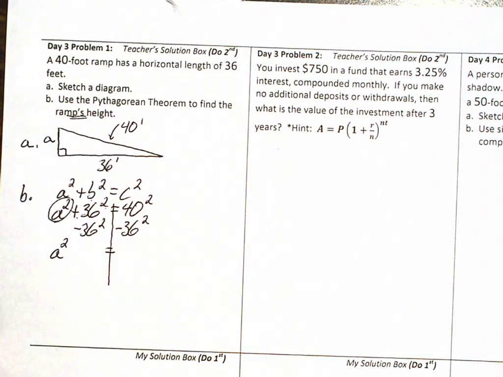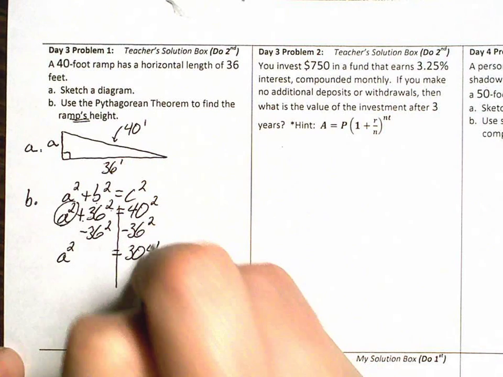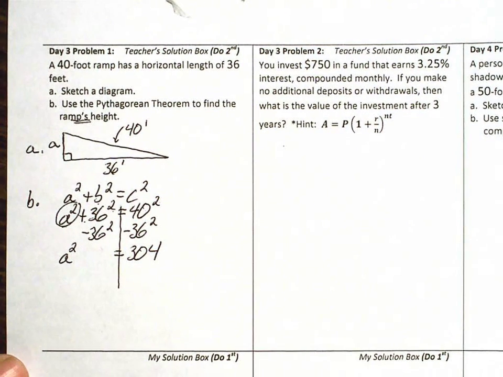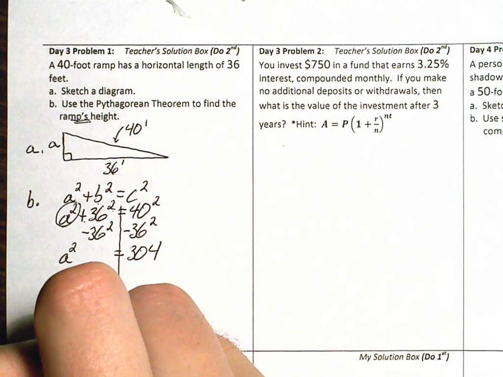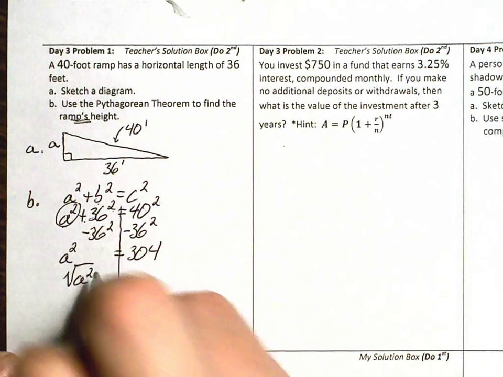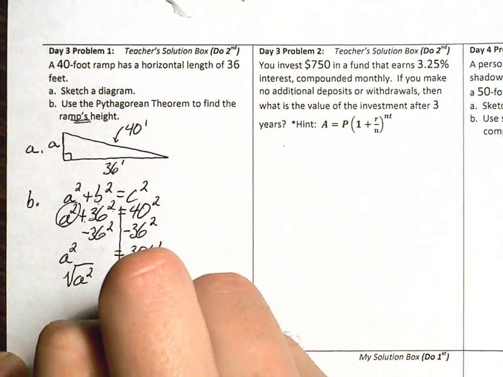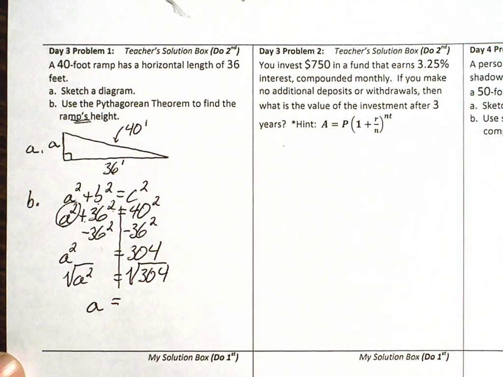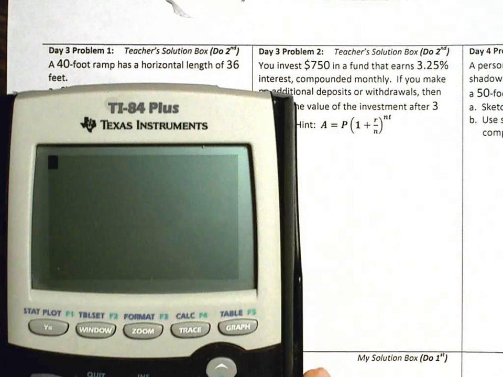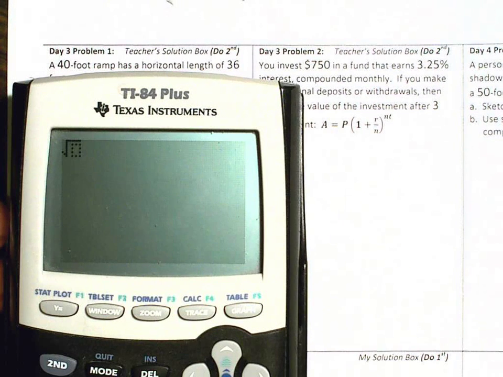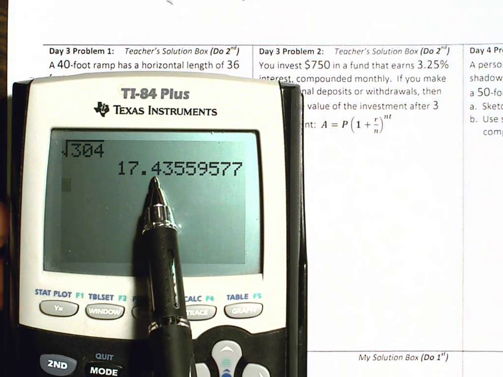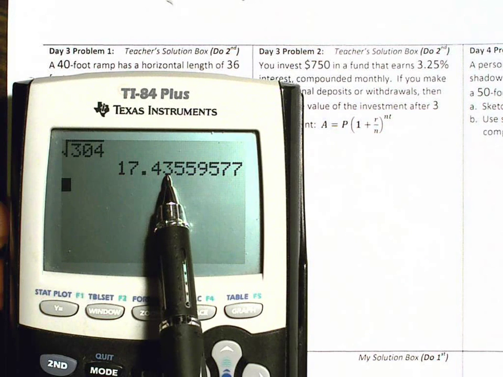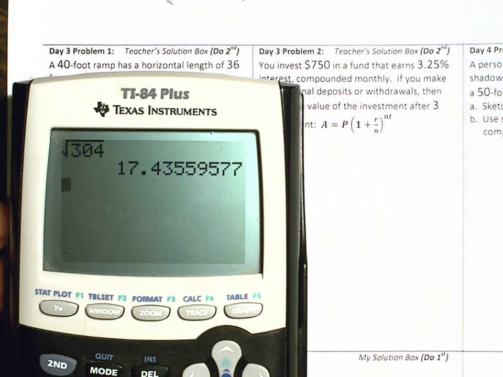That's 304. So a to the second power is 304. Let's now figure out a by doing square root. So the square root of a squared is equal to the square root of 304. That means a is equal to, now let's find the square root of 304. Square root 304. That's 17.4. The next digit is not 5 or higher, so we'll leave this as a 4. 17.4.